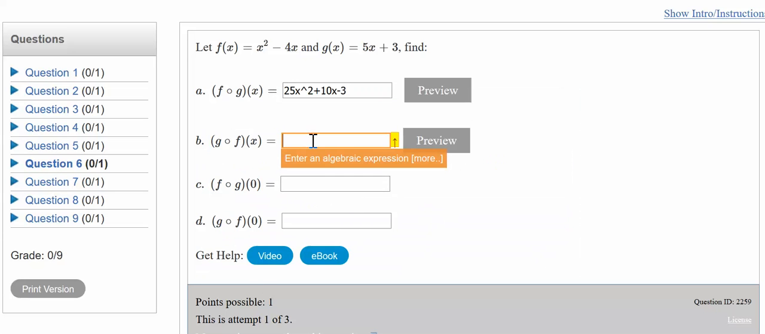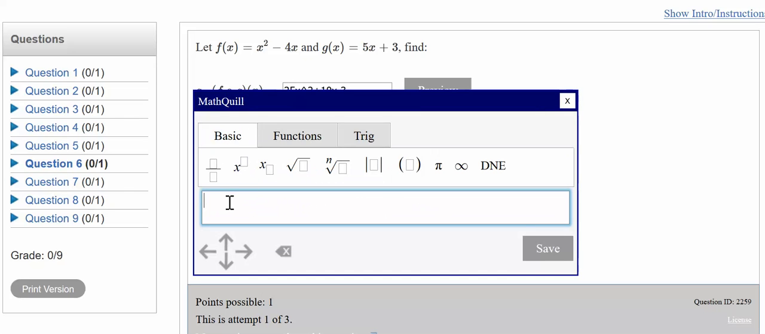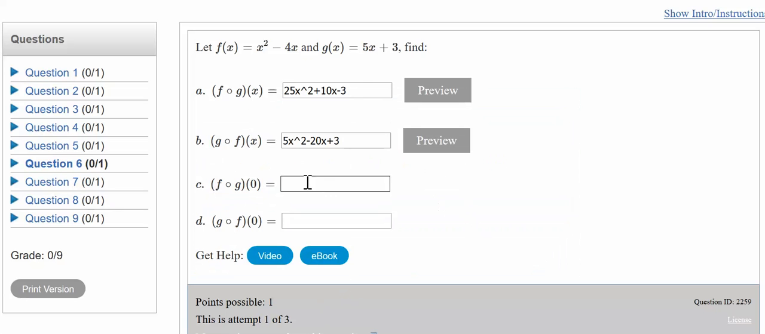All right, this one was 5x squared minus 20x plus 3, I think that's what it was. Okay, let me save that. And our answer for f composed with g of 0, I think it was -3, and the answer for this one was +3.